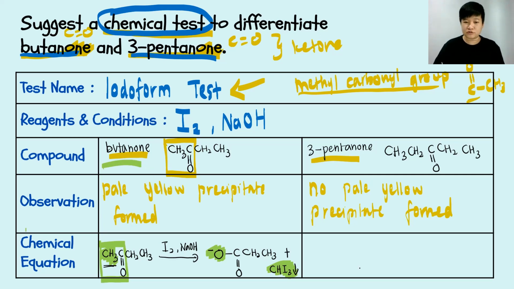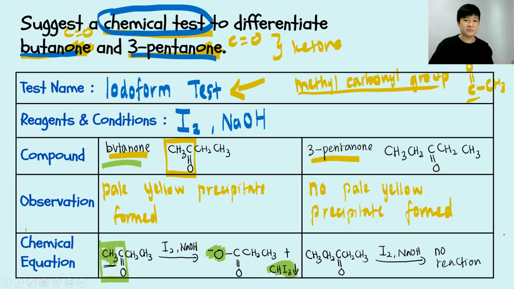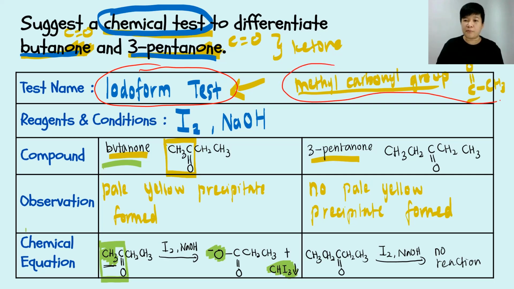Okay? And for your 3-pentanone, it's even easier because there will be no reaction. So you basically redraw the structure. Reacting your 3-pentanone with your iodine in NaOH will give you no reaction. Simple, easy. And that is your iodoform test in your carbonyl group, where we will focus on the methyl carbonyl group, which is your C double bond O holding CH3.